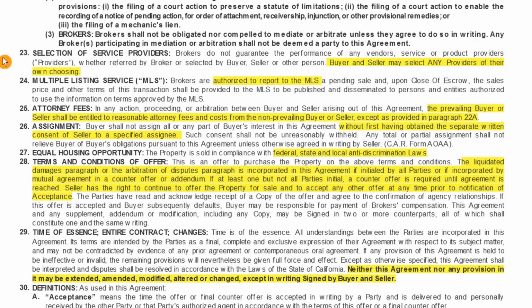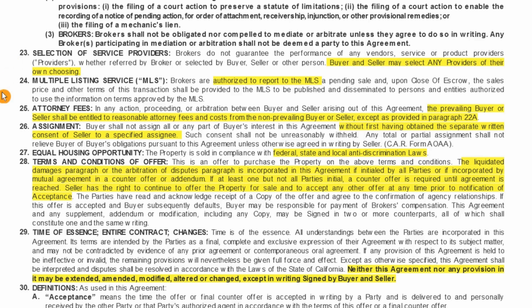Section 23 talks about selection of service providers, and while brokers and their agents are generally happy to refer clients to service providers to use in the transaction, we do not guarantee the performance of those providers. So that's covered here in section 23.